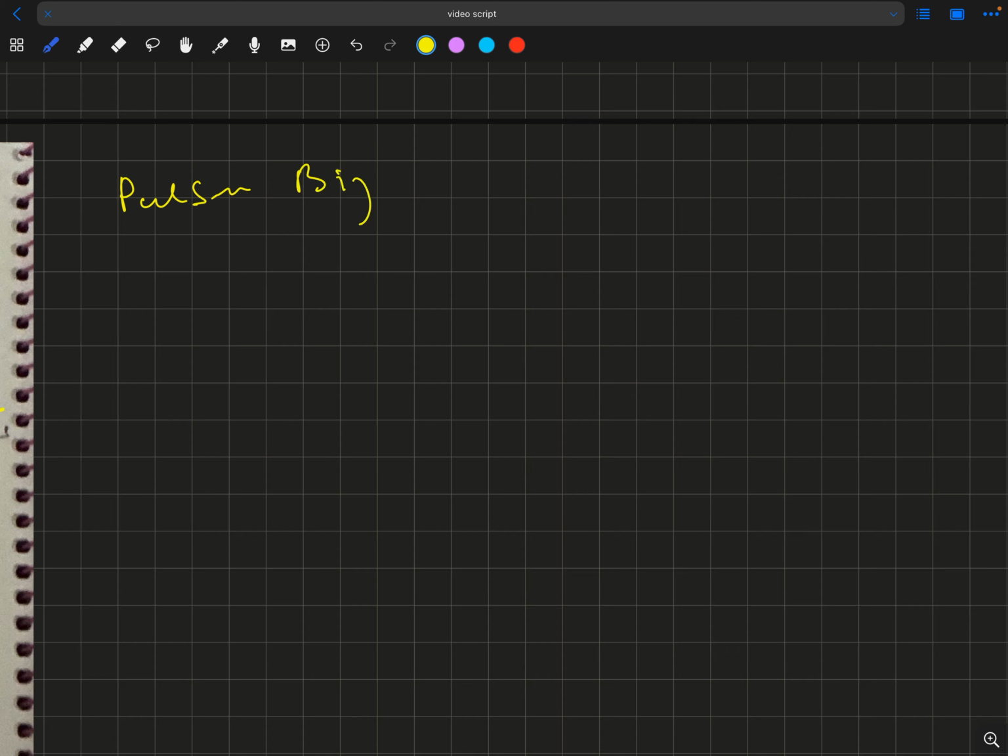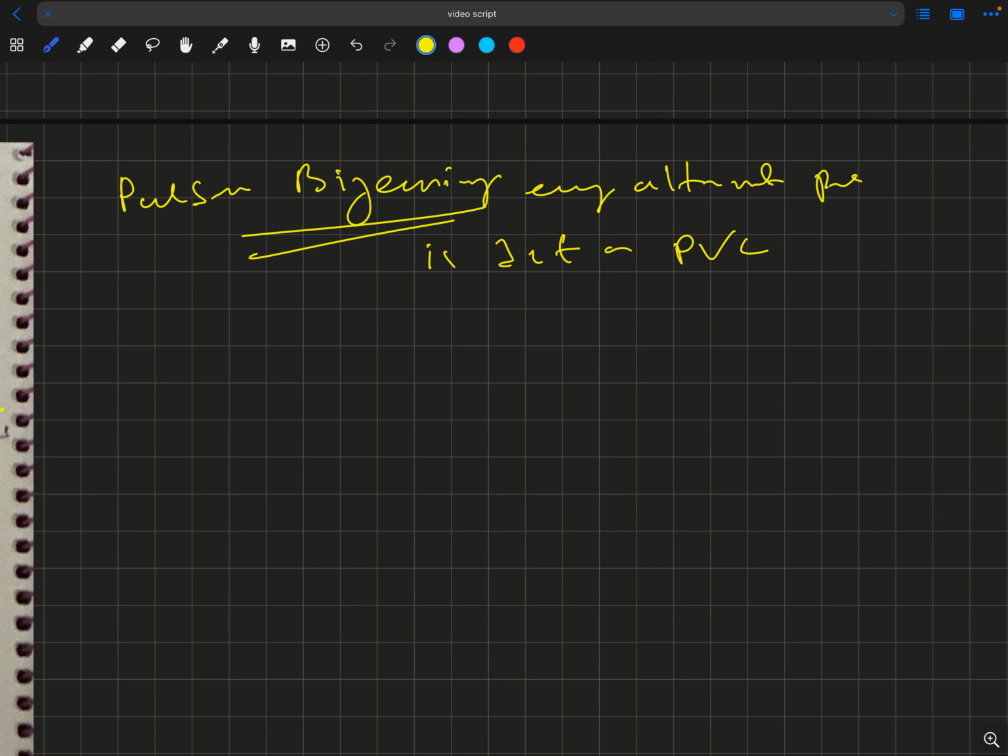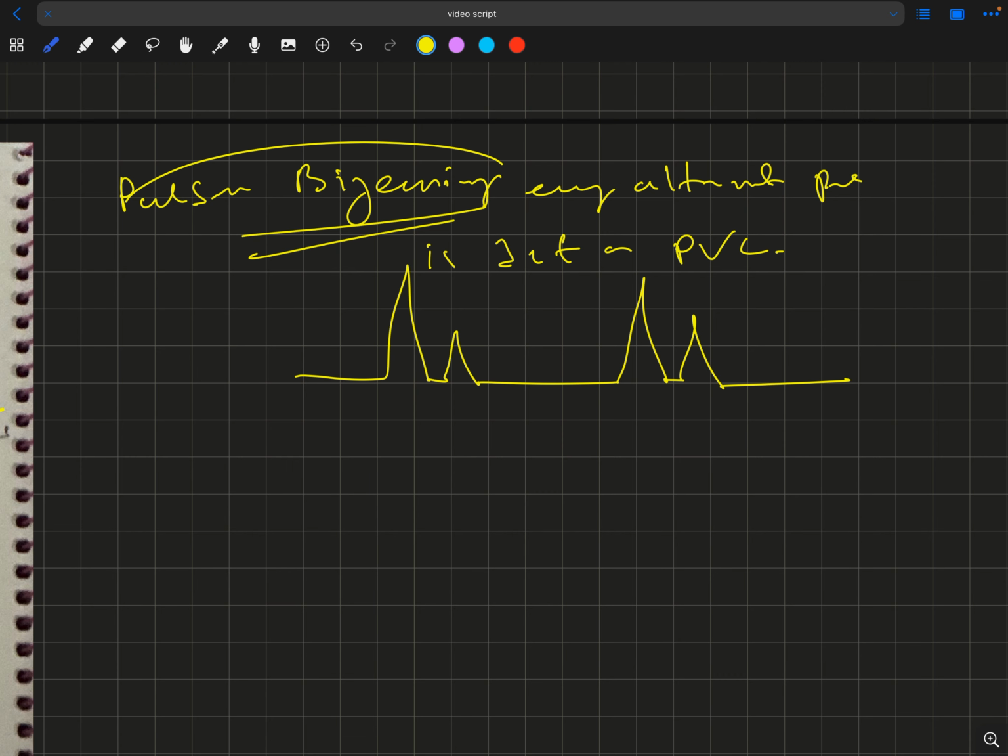Pulsus bigeminy. So what is pulsus bigeminy? Every alternate pulse is due to a premature ventricular contraction. So this is a normal pulse, this is the pulse due to PVC. Normal pulse, pulse due to premature ventricular contraction. So this is pulsus bigeminy.